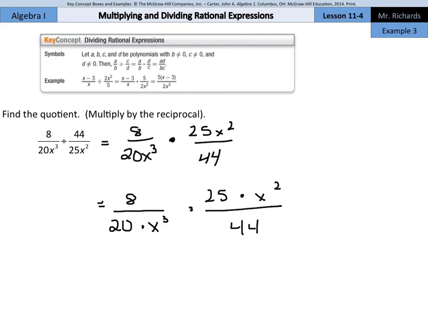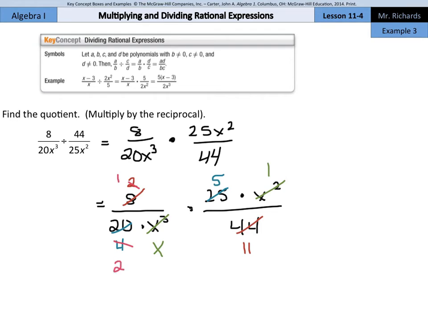If I divide both this 8 and 44 by 4, this 8 is 2, and 44 divided by 4 is 11. What about the 20 and 25? Well, if I divide both those by 5, 20 divided by 5 is 4, and 25 divided by 5 is 5. What about the x's? Well, if I divide the x cubed and the x squared by x squared, I'm left with 1 and x. And there is one more thing we can simplify, this 2 and the 4. If I divide both those by 2, I am left with 1 and 2.